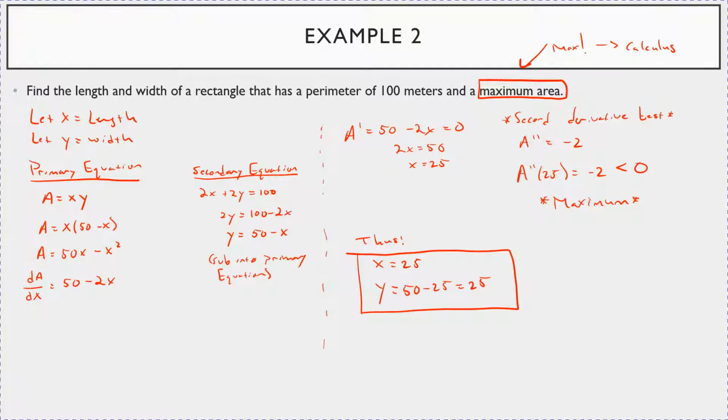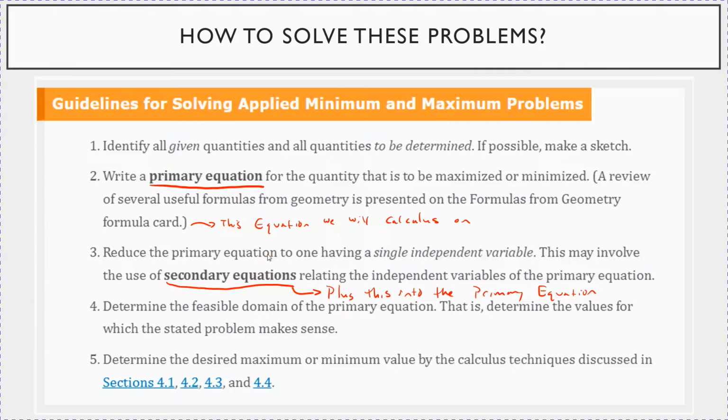This lecture continues our discussion of optimization problems. And what we saw here in the first two examples from the previous lecture is that we need a primary equation. That's what we're going to apply the calculus to. And then what we're generally going to see is that our primary equation is going to involve two variables. So we're going to need this secondary equation next. Once we have this secondary equation, we're going to be able to solve it for one of the variables, plug it back into the primary equation so it's in terms of one variable, and then apply our calculus.